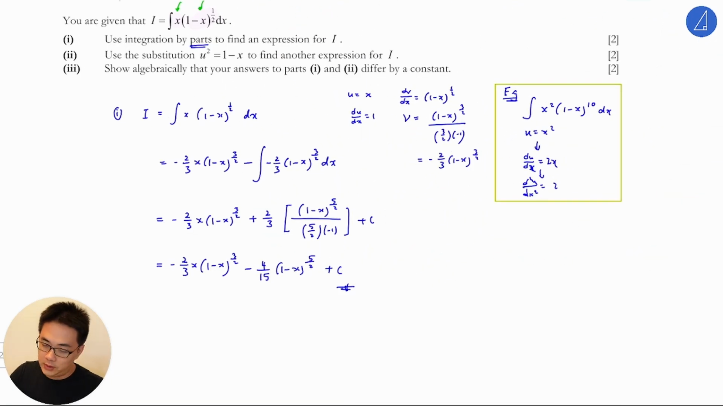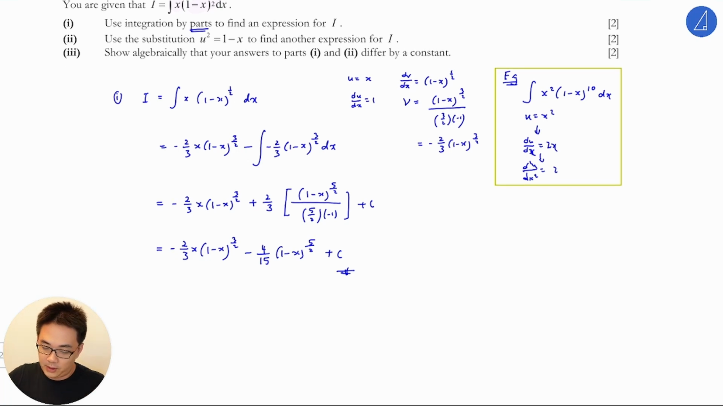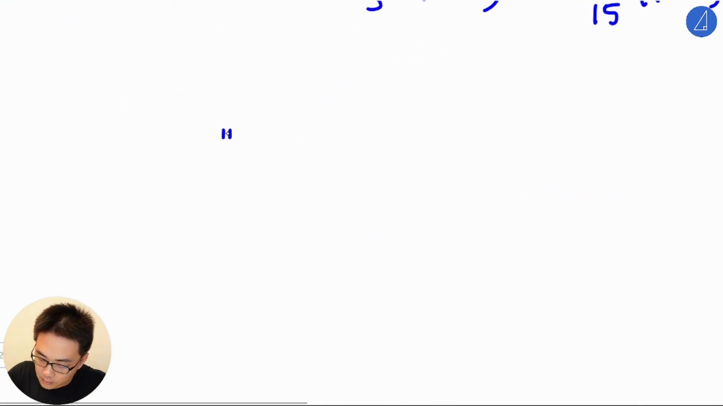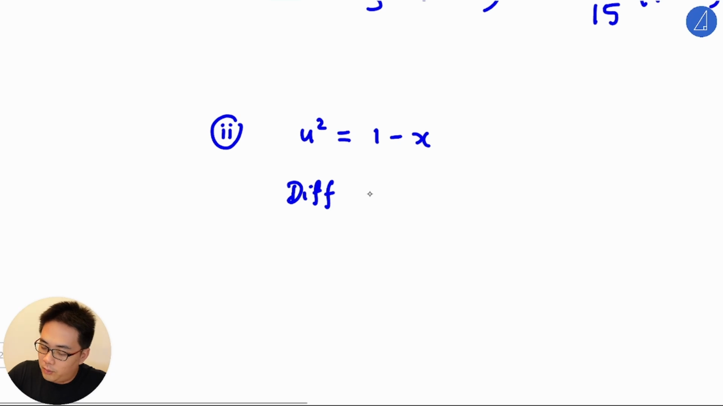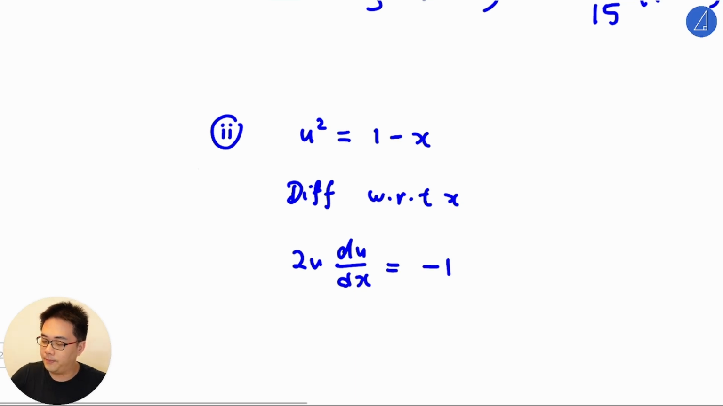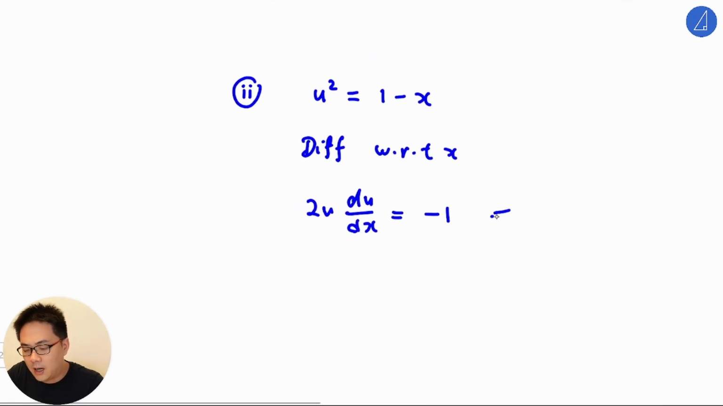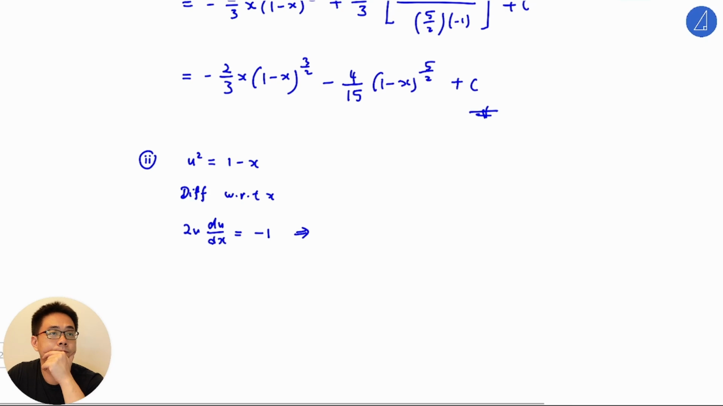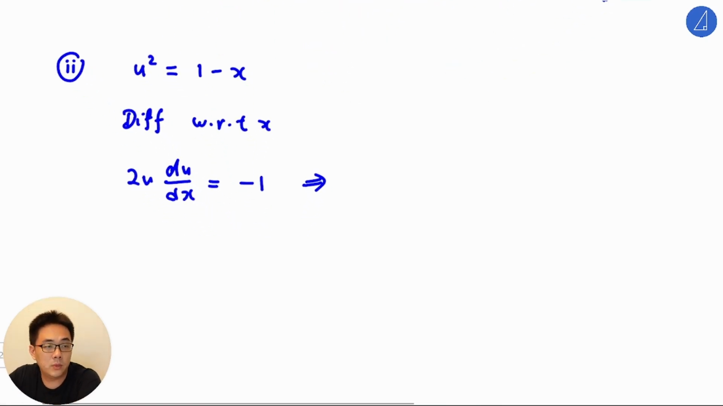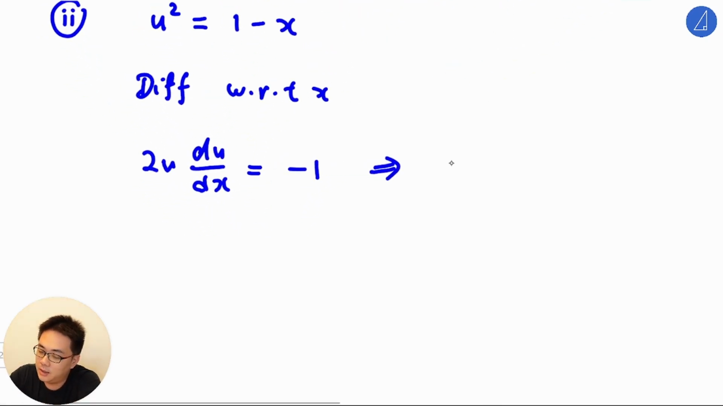So for part 2, use the substitution. I think substitution we all know very well. So part 2, u squared equals 1 minus x. So no question, I'll just differentiate with respect to x. Then this will be 2u du/dx equals negative 1. Okay. So this case here, you will make dx the subject.